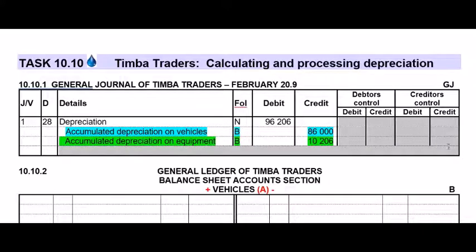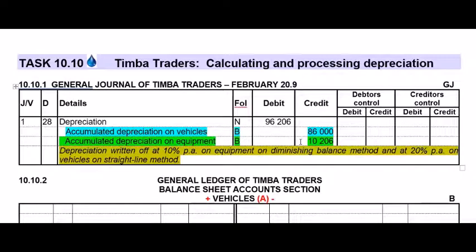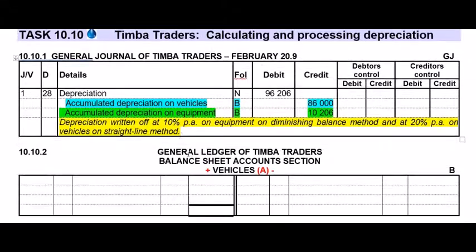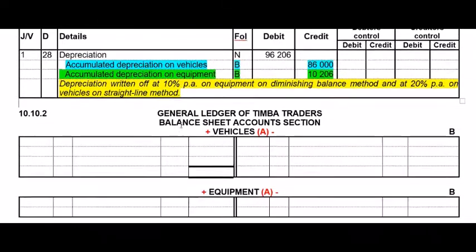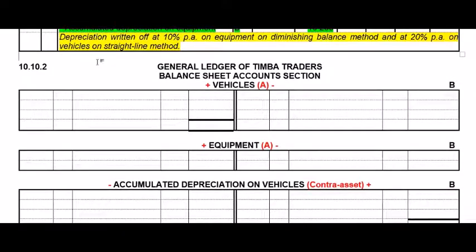Nothing goes to the debtors and creditors control columns because none of these will actually affect our debtors and creditors. And then remember, your journal narration has to give the depreciation percentages, the class of the asset, and the depreciation method. Okay, so it's 10% per annum on equipment on diminishing balance and 20% per annum on vehicles on the straight line method.